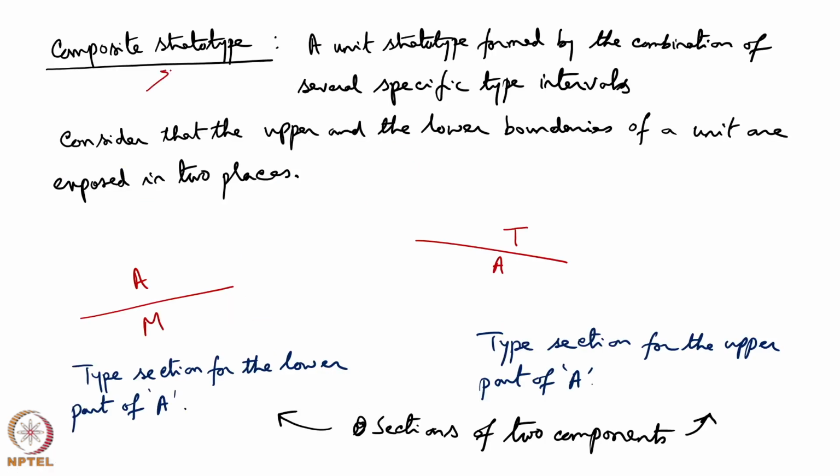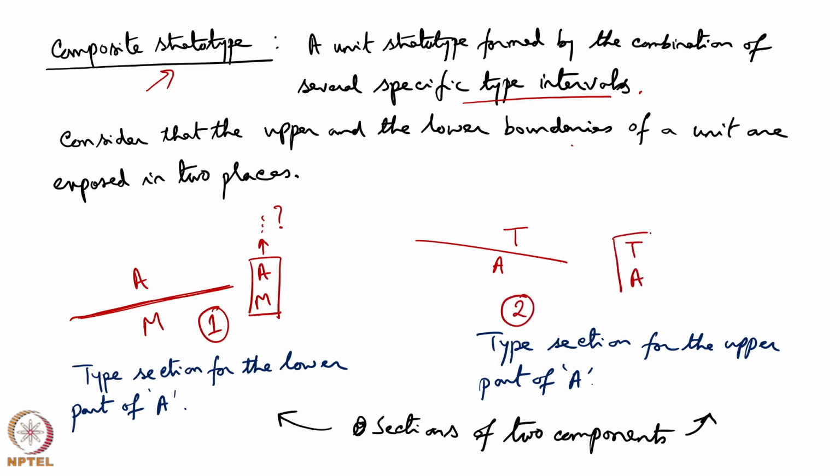What is a composite stratotype? It is a unit stratotype formed by the combination of several specific type intervals. Consider that the upper and the lower boundaries of a unit are exposed in two places. Consider the lower boundary of A is exposed at location 1, so that the succession is A and M, but how far A goes up we do not know, because the upper boundary is not exposed, and at location 2 it is A and then T. How far T goes up we do not know.